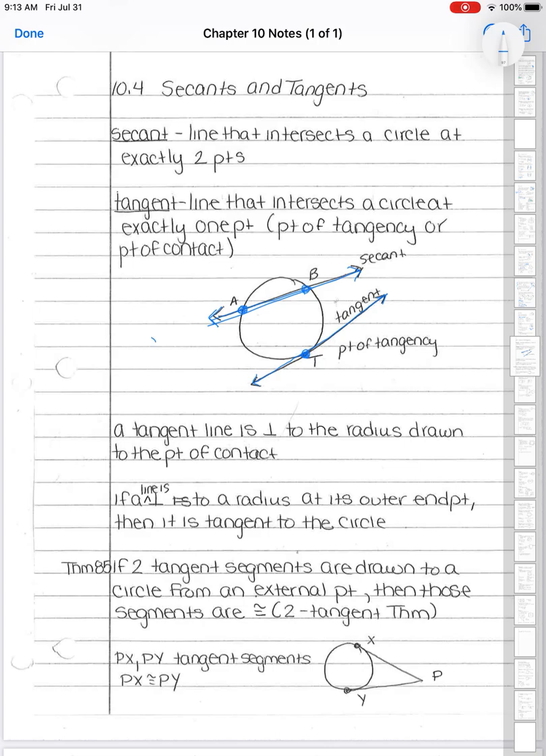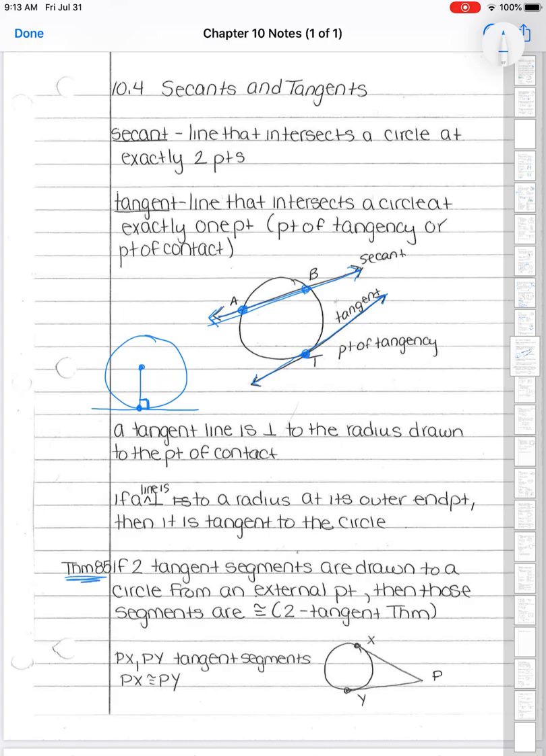So ultimately what that means is, let's say if I have a circle, here's my radius and it's drawn to a segment out here that's tangent. I can then say that that is perpendicular to the radius. So the tangent is perpendicular to the radius at the point of contact.